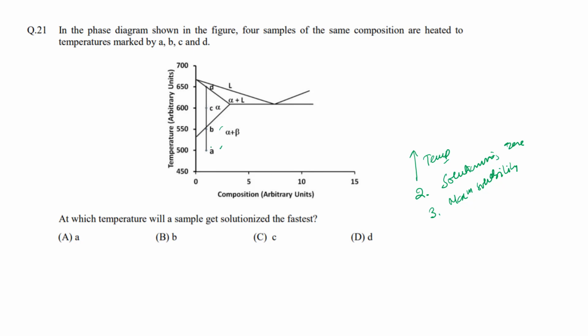Among A and B, these are not in the solutionizing range. C is there, and D is at the boundary. Now if you see C, there is a maximum solubility of this alpha. That is the most favorable position, where we have the maximum solubility and enough temperature also, and that is inside the solutionizing zone. So that's why we'll mark option C.